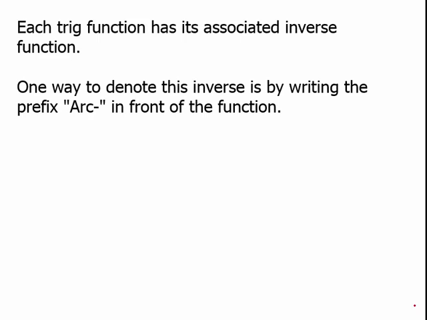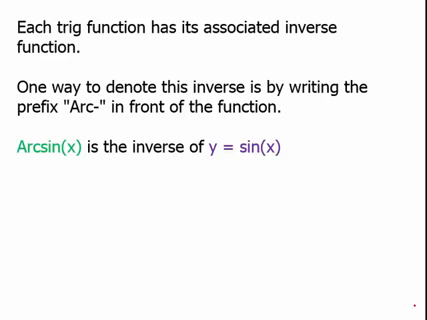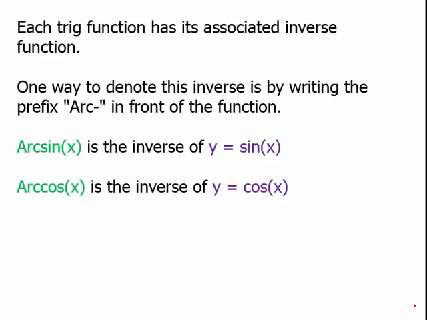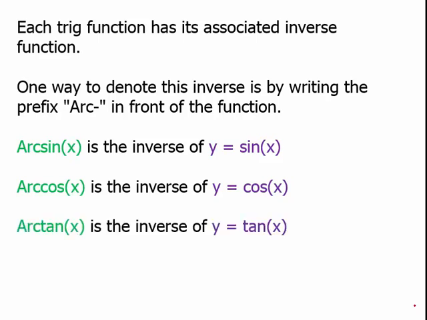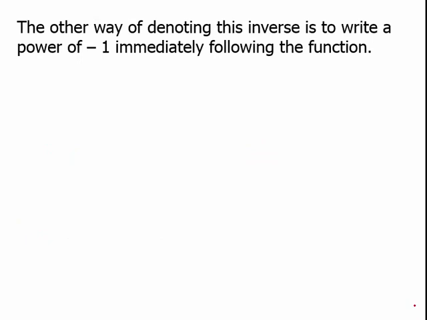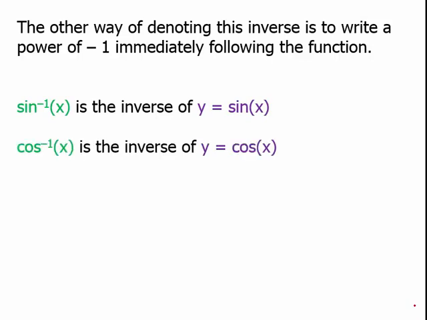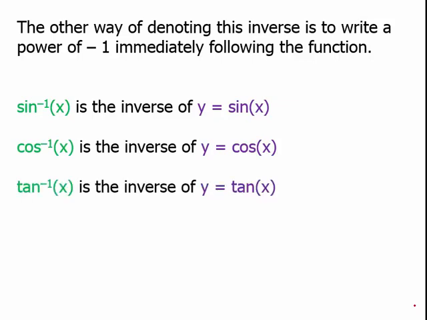One way to denote this inverse is by writing the prefix arc in front of the function. So arc sine is the inverse of sine, arc cosine is the inverse of cosine, and arc tangent is the inverse of tangent. Another way of denoting this inverse is to write a power of -1 immediately following the function. So sine to the -1 of x is the inverse of sine x, cosine to the -1 of x is the inverse of cosine x, and tangent to the -1 of x is the inverse of tangent x.